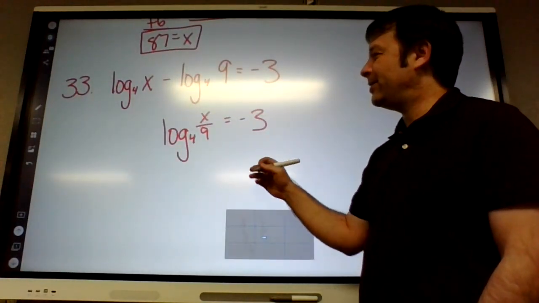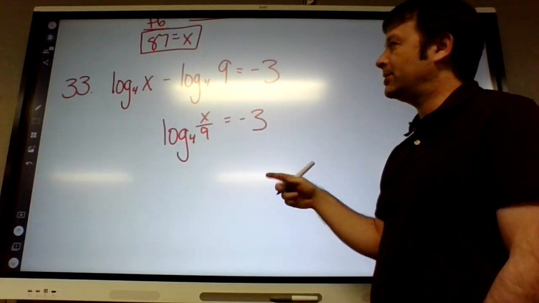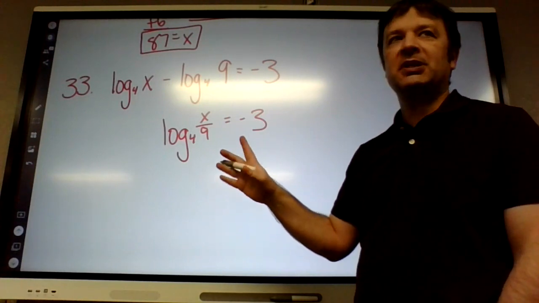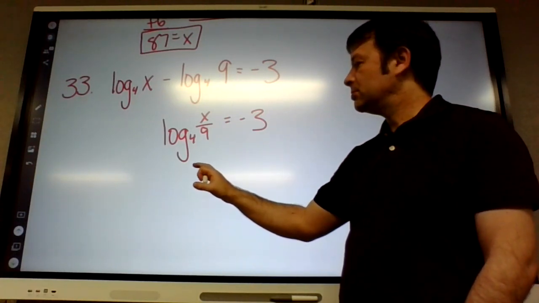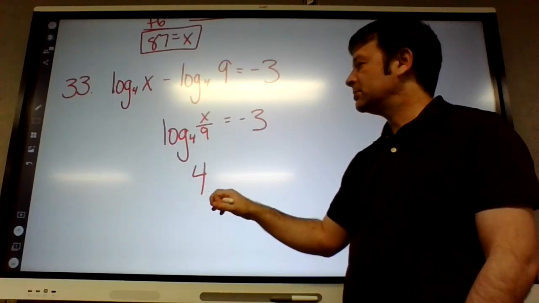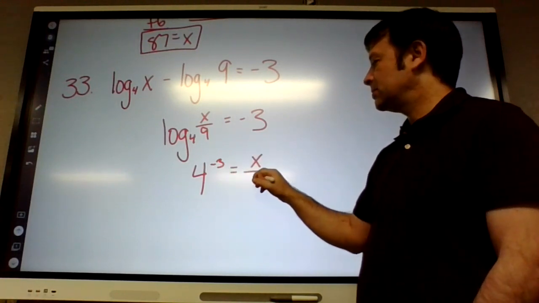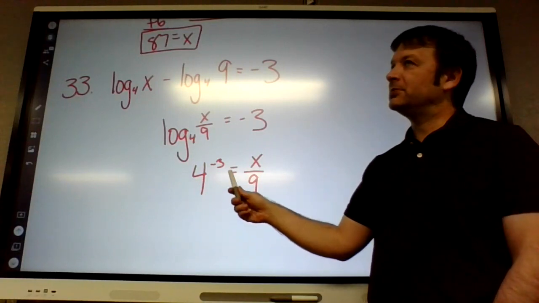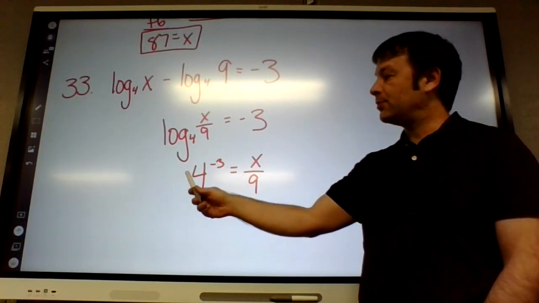So now it's kind of a basic log. So now we can turn it back into exponential form. So wait a second, Shelby. What would this be in exponential form? 4 to the negative third. Okay, 4 to the negative third is just some number. 4 to the third is 64, so this would be 1 over 64.